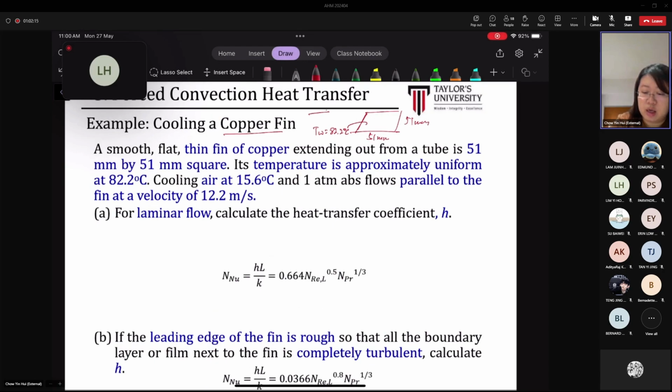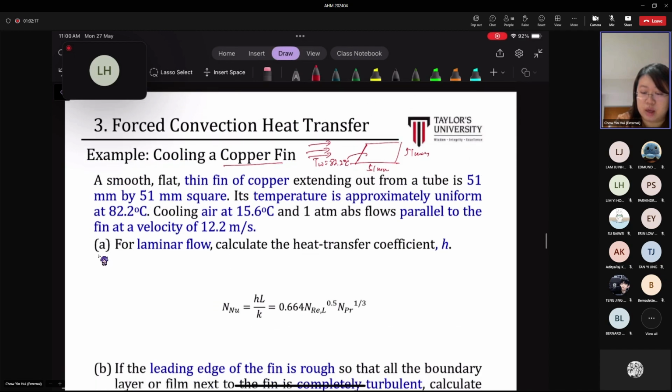And the cooling air, so let's say you have air that is flowing. I'll write here the bulk fluid temperature is 15.6 degrees Celsius, and the pressure is 1 atm. The air flows parallel to the fin at a velocity V equal to 12.2 meters per second. So now, for laminar flow, calculate the heat transfer coefficient.